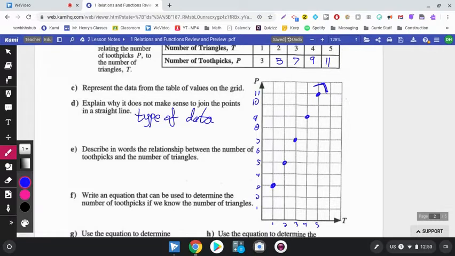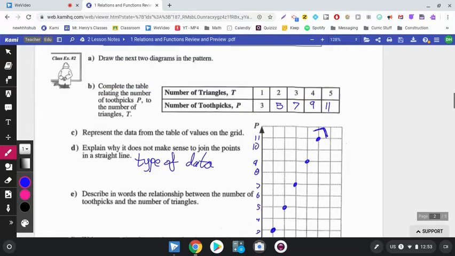Describe in words the relationship between the number of toothpicks and the number of triangles. Okay. Well, what I would say is every time you add a triangle, you add 2 more toothpicks. Okay, so I'm not going to write that down. Maybe we'll just talk about it.